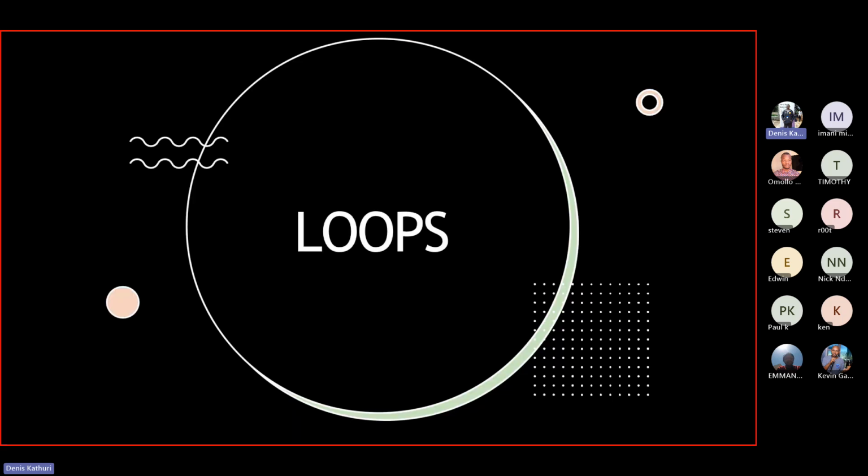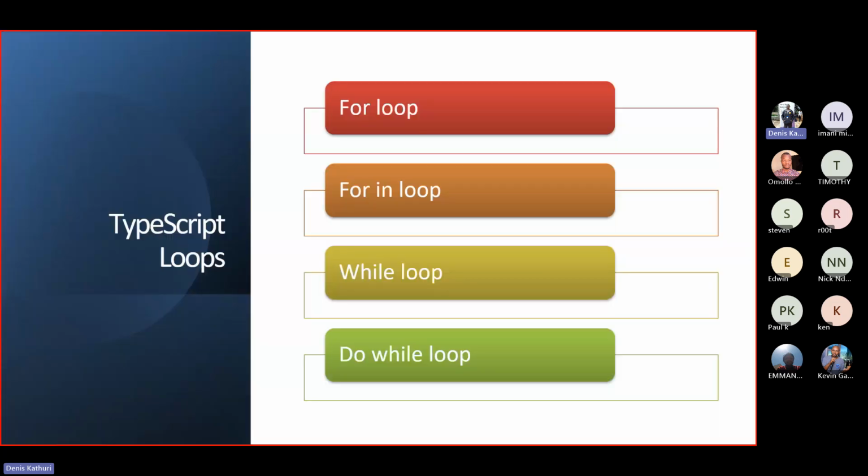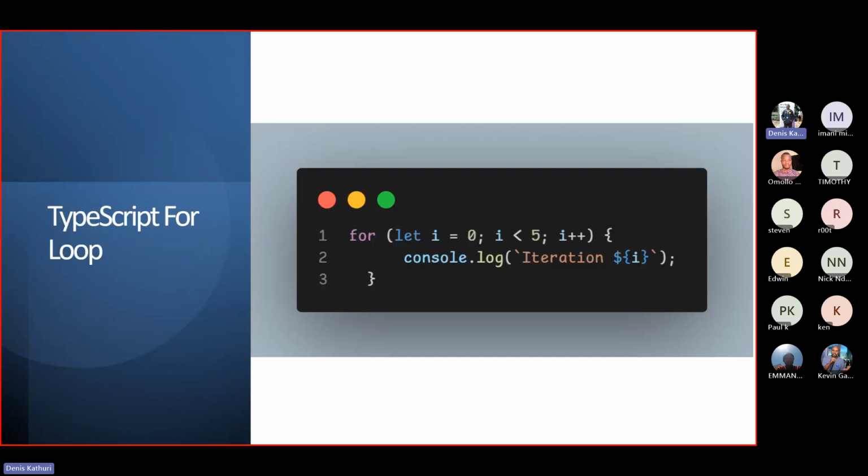The second topic we shall look at today is loops. We shall look at four types of loops. There are more, but these are the most commonly used loops. We have the for loop, the for in loop, the while loop, and the do while loop.